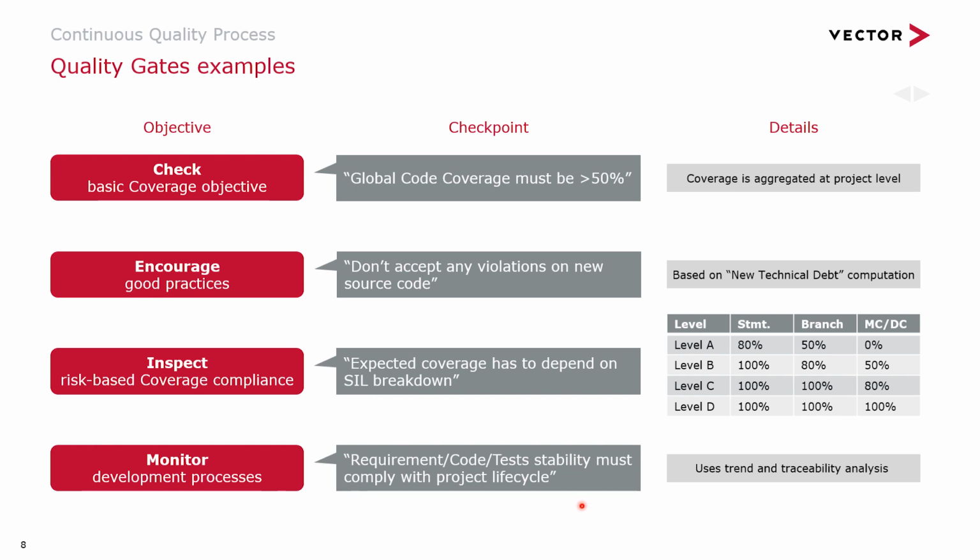This is a more top level quality gate. And the example here is if you have requirements, code and tests in your project, you are going to make sure that the stability of this object is compliant with the lifecycle. What we do here is we follow the traceability links between these objects and, for example, verify that if a requirement which is linked to test changed, we want to make sure that the tests are also updated.